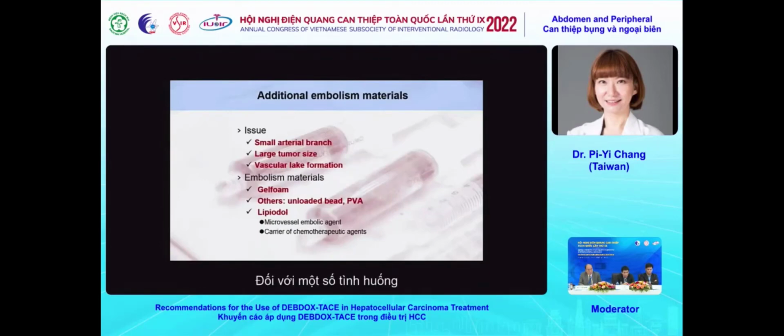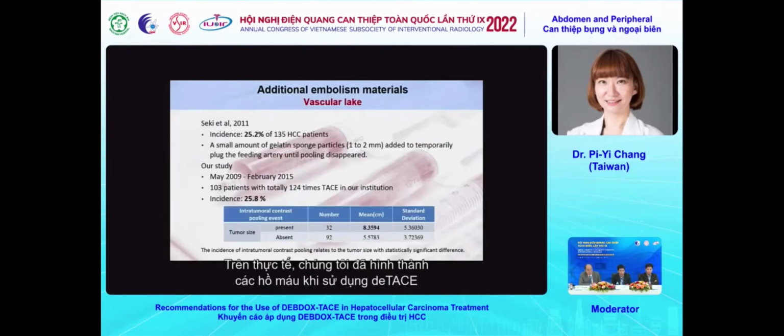For some situations, we also use additional embolization materials. For instance, smaller arterial branch or really large tumor and vascular lake formation when we do DEBDOX-TACE. For embolization materials, we can use gel foam, unloaded beads, PVA, or lipiodol.